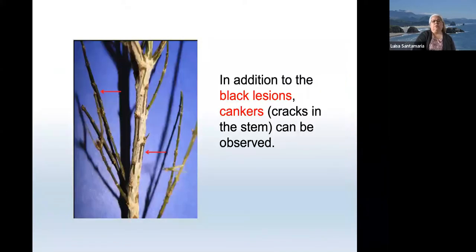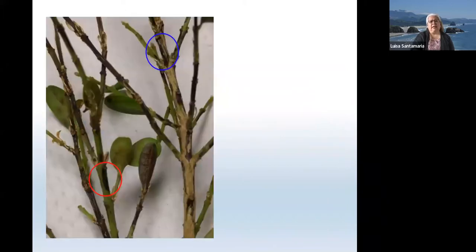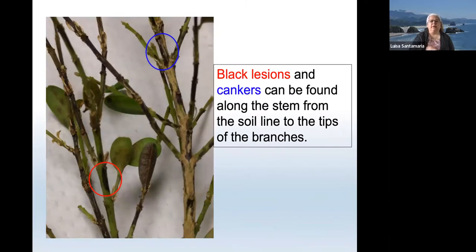And also we can see when the damage has advanced in the plants, we can see some cankers also, kind of cracks on the stems, and that will be another symptom of the disease. The black lesions could be seen. This is some sample that I collected someday. You can find them in the stems on the branches from the bottom to the tip.